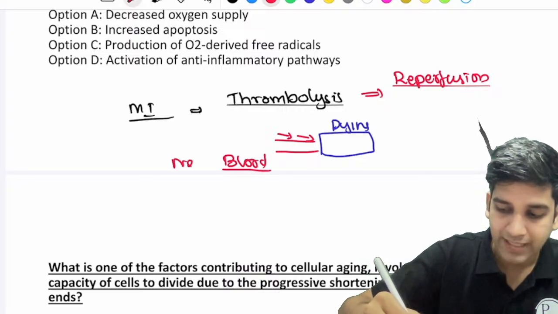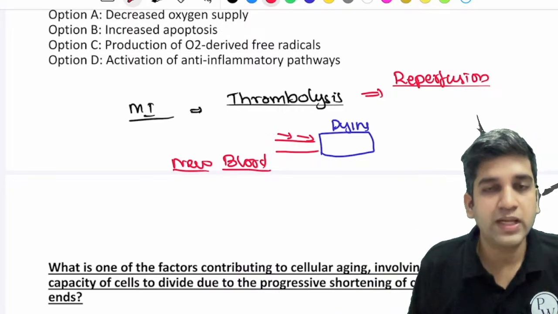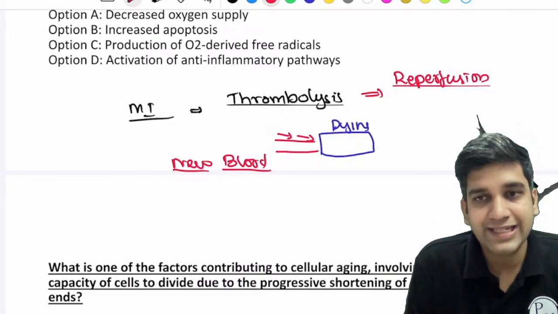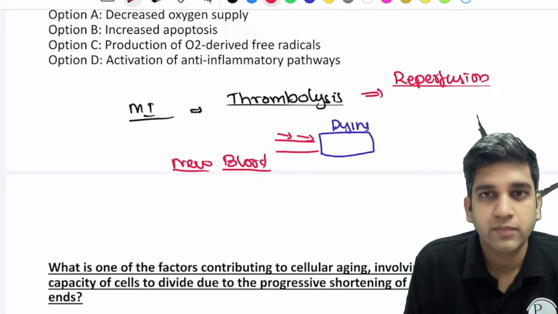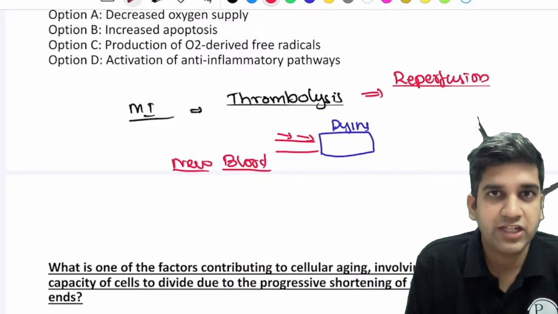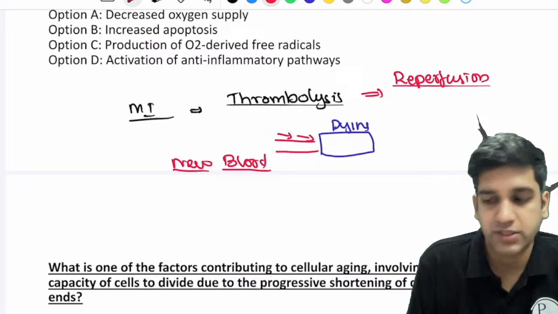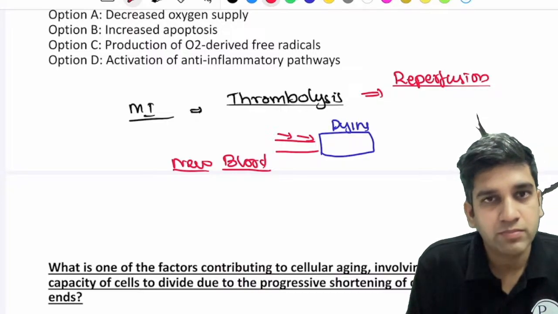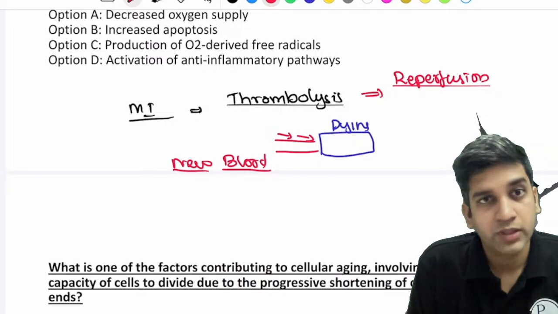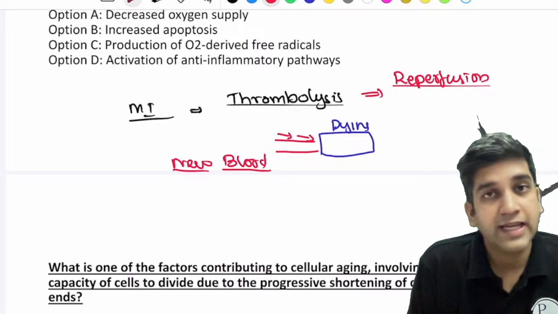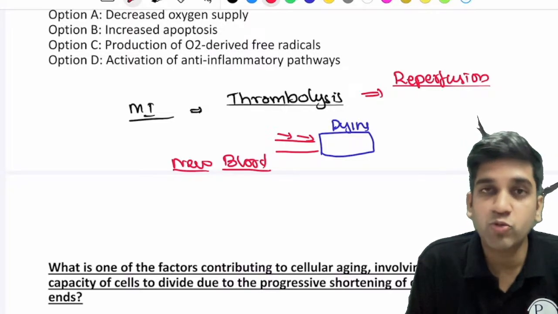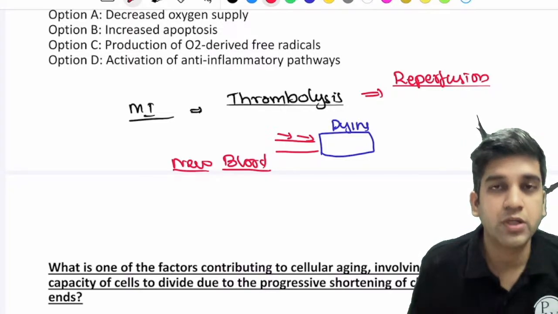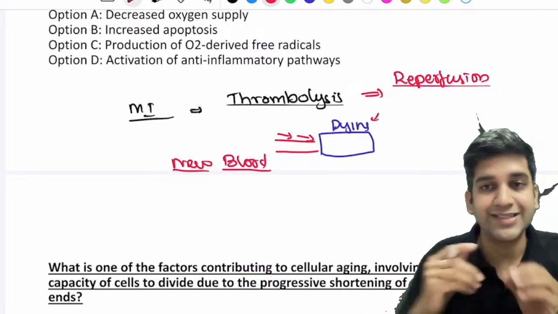So can I say this new blood will have new reactive oxygen species? Yes, it's definitely possible. I can have new reactive oxygen species. Can I have new calcium coming into the tissue? I can have new calcium. Can I have new WBC coming from the new blood? I can have new WBC also. So now this tissue is dying.